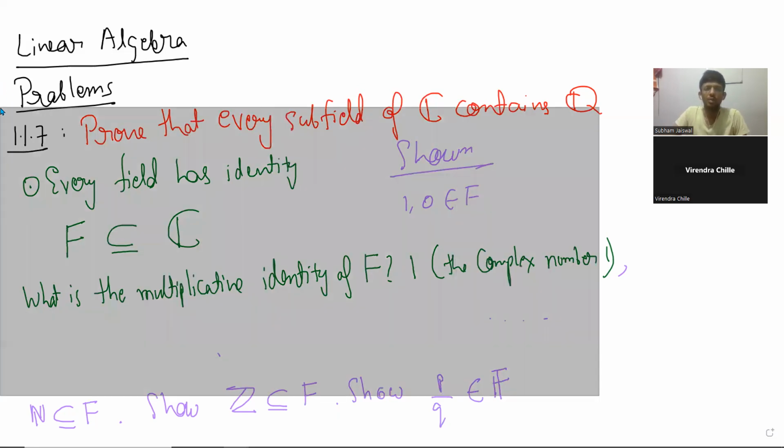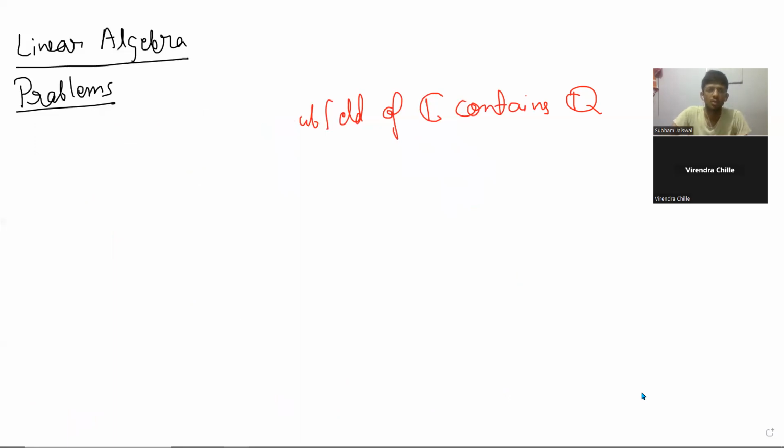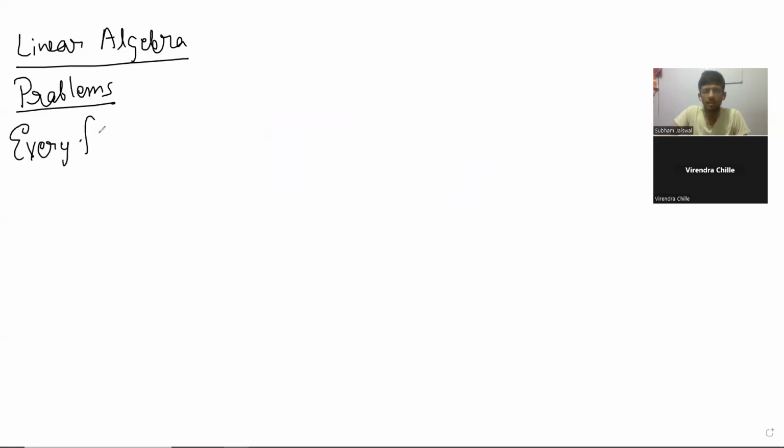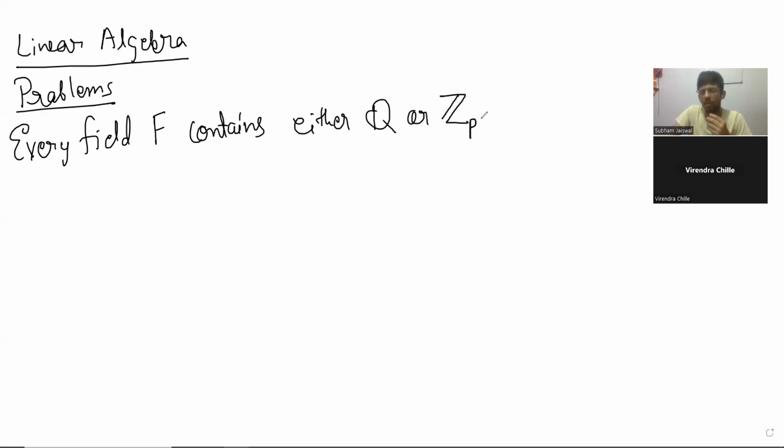You can try to prove a generalization of this. You can show the following thing. Every field, so you can do this for homework. It's very, very similar, but build on the things you have done. So every field F contains either Q or Z_p for some prime.